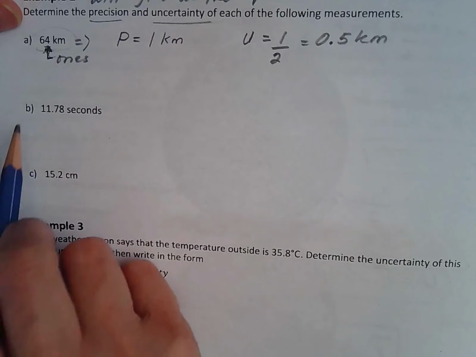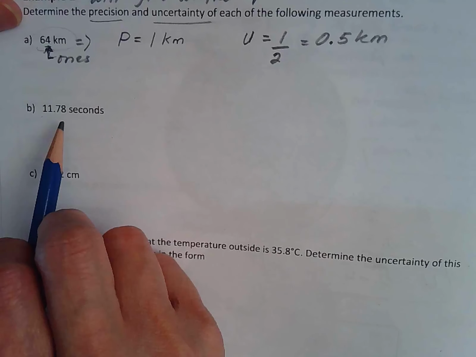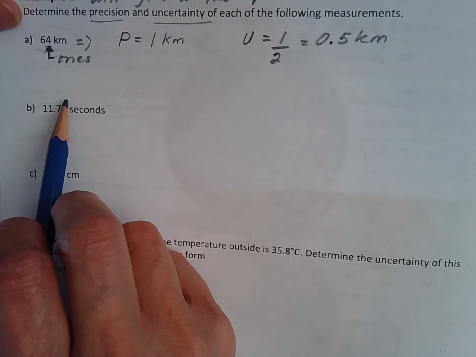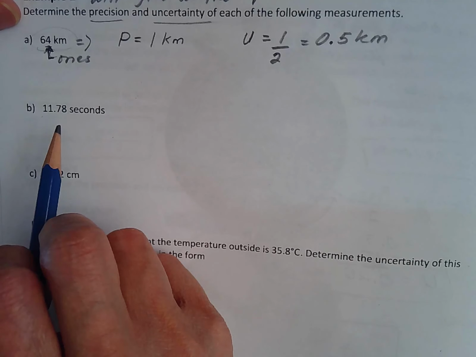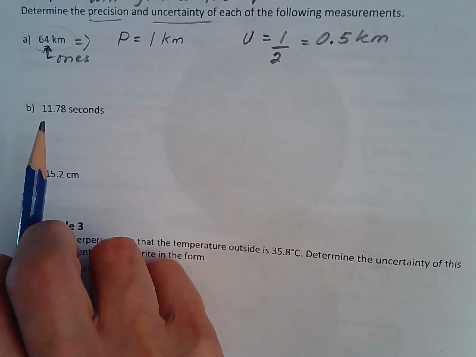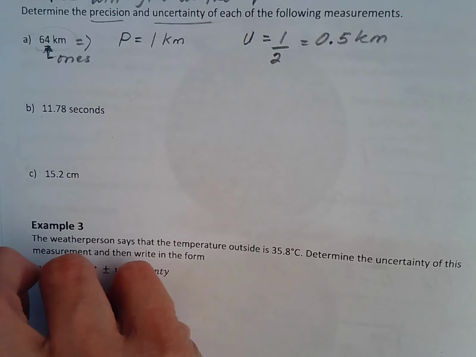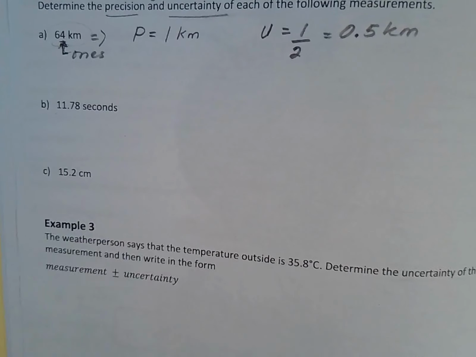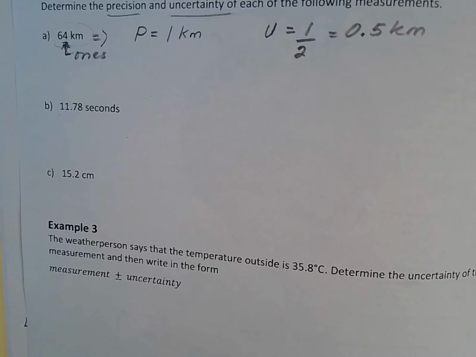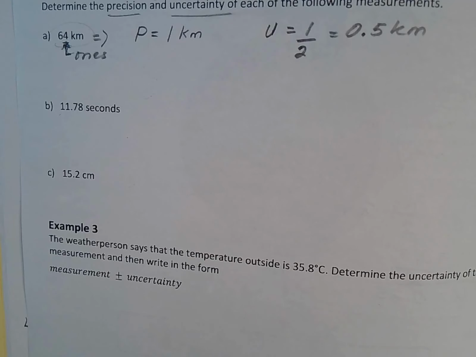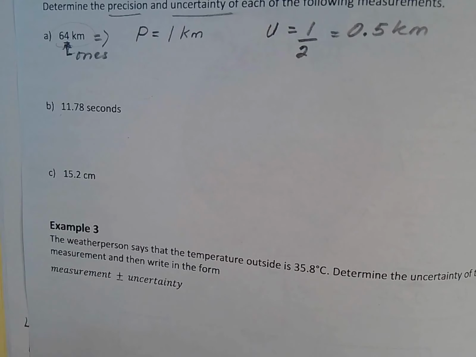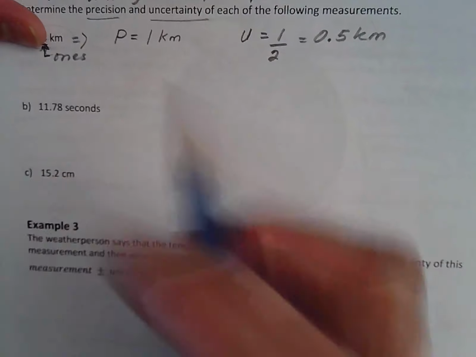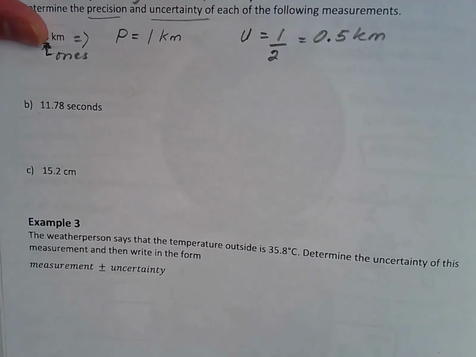Now, let's take a look at letter B. What's the smallest place value here? Are you okay if I say place value? You know, like ones, tens, hundreds, thousands, or tenths, hundredths, thousandths. Is that okay?